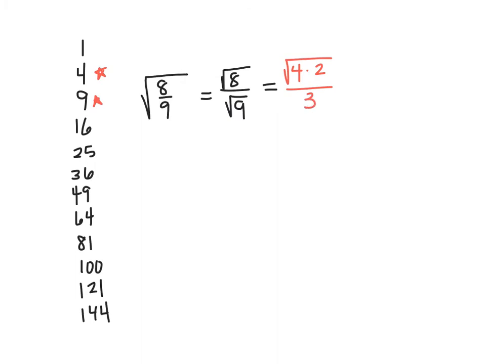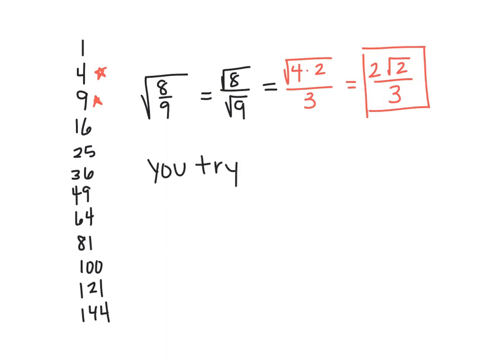So let's break down the top. The square root of 4 is 2. And I have the square root of 2 left over. And then we have 3 on the bottom. That is your simplified version there of square root of 8/9. Okay, you try the square root of 7/16.